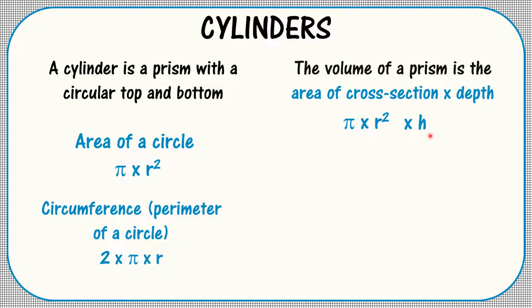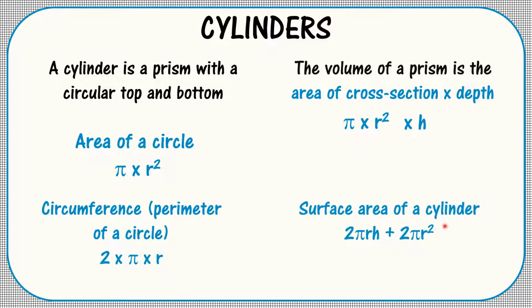which is the height. And the surface area of a cylinder is equal to 2 pi rh plus 2 pi r squared. So in most of these questions, all you would need is the value of the radius, which is r, and the value of the height if you're working out the volume.